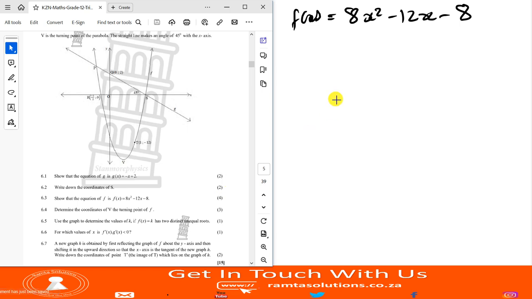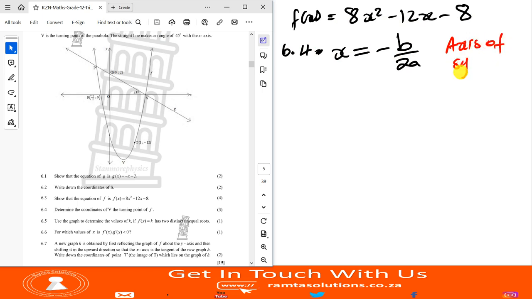Okay, perfect. Now, 6.4, determine the coordinates of V, the turning point of f. If you like, you can complete the square of f of x, or you will do this. First, find the axis of symmetry. x equals minus b over 2a. This is the axis of symmetry. It is that line that divides the graph into 2 equal halves.